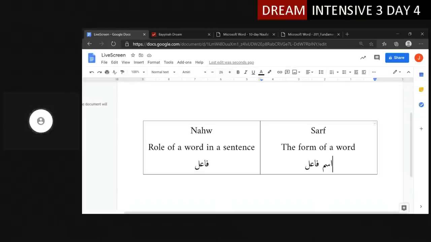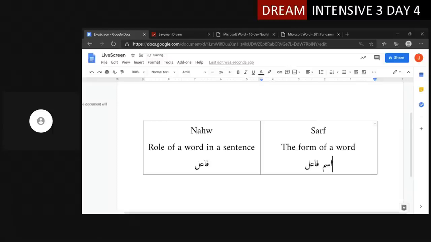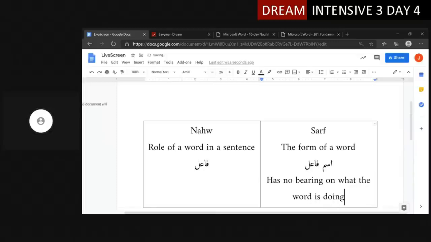Ism maf'ul is just another form of the word, and it has absolutely nothing to do with how the word is being used in the sentence. Okay, it has nothing to do with what the word is doing in the sentence. Make sure you understand that. Okay, it has no bearing on what the word is doing in the sentence.